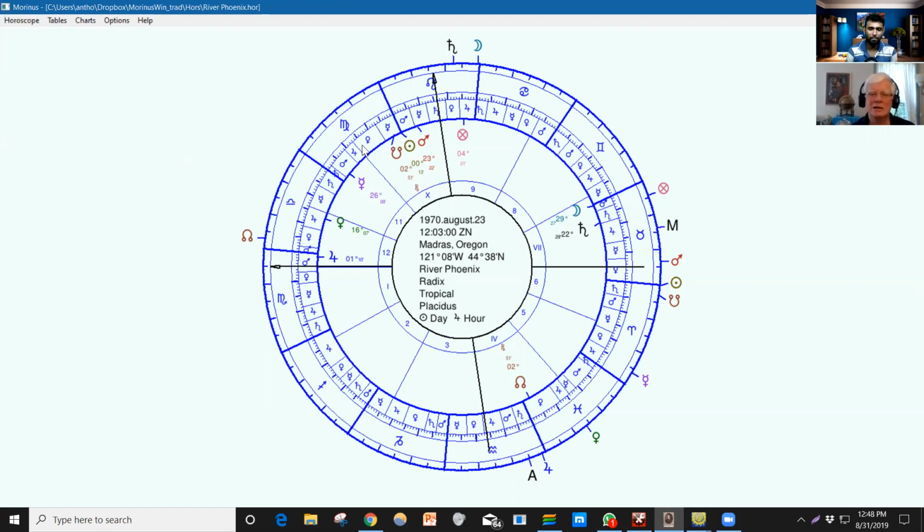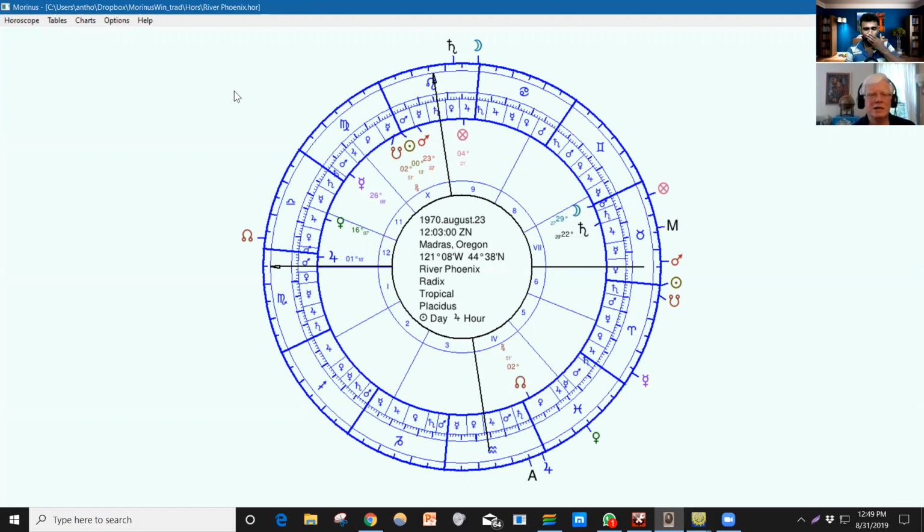And Morinus lets you put outside the wheel Dwads or Antisha, or I think lots. I put the Antisha. You can use any. I did that partly for a reason, because Morinus says you can use the Antisha in primary directions, not just the planets. I'll show an example of that.